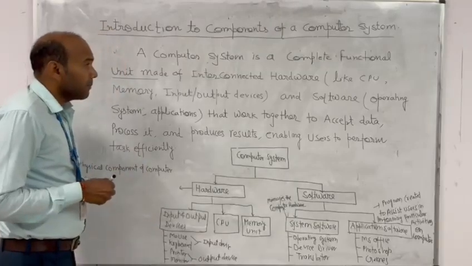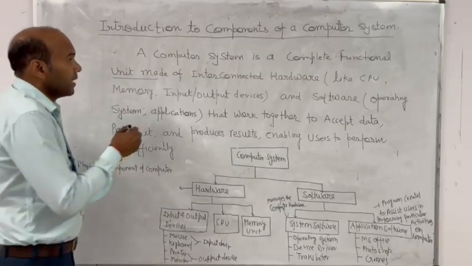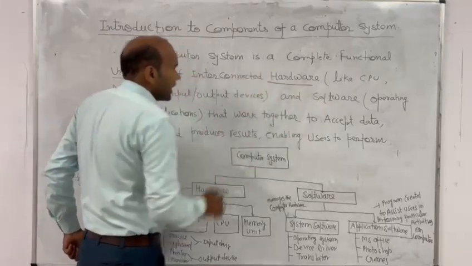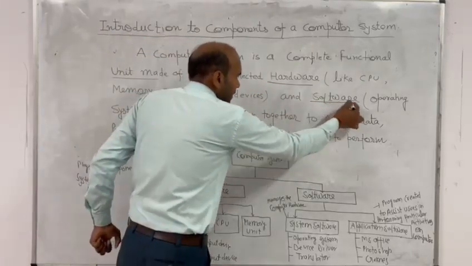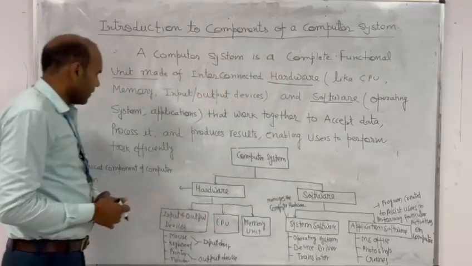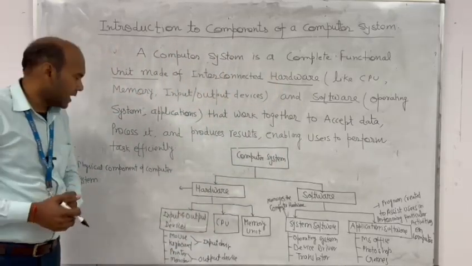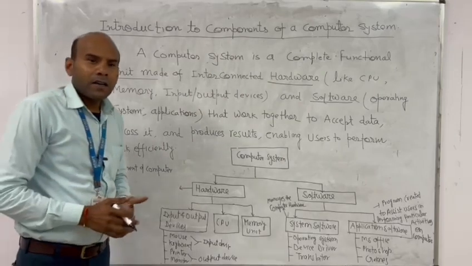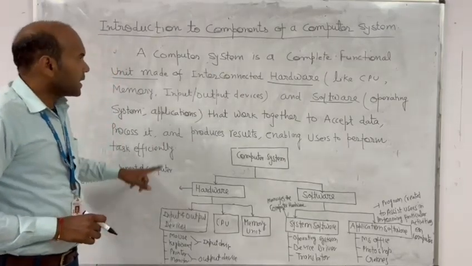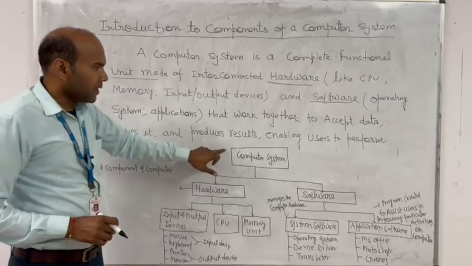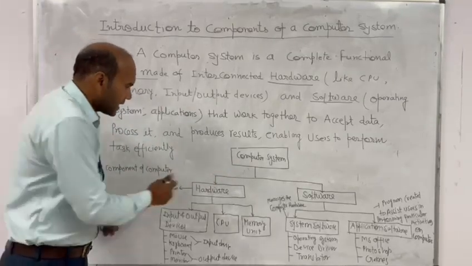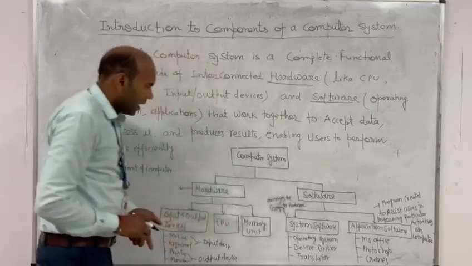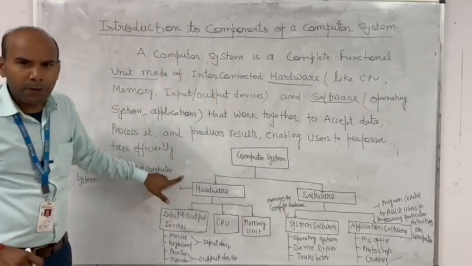A system has two major components: one is the hardware, and the second is the software. Basically, hardware is the physical components of a computer system that are connected to the computer system. So the computer system is categorized into two main parts: one is hardware and one is software.